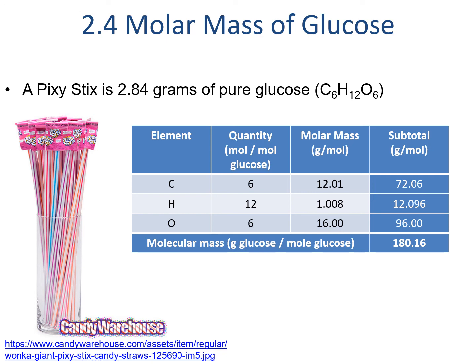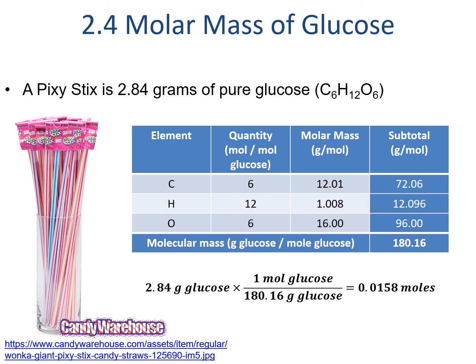If we want to convert grams to moles, we again just use molecular weight as the conversion factor, the same as we did with a molar mass or an atomic mass. In this direction, we're going to need to divide to get the grams on bottom, and our result is 0.0158 moles of delightful pixie stick sugar.